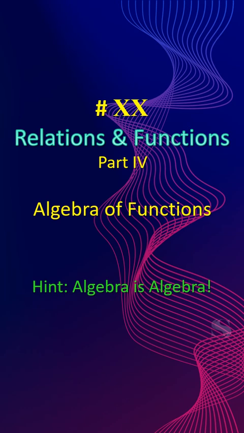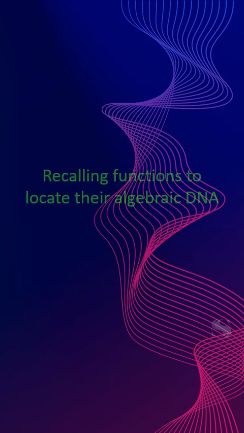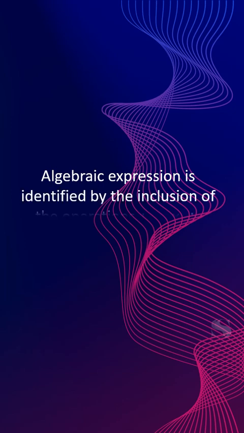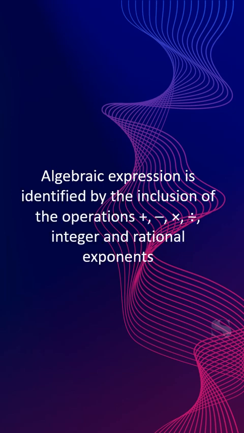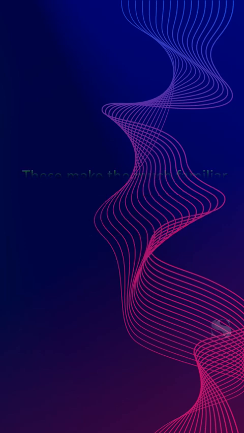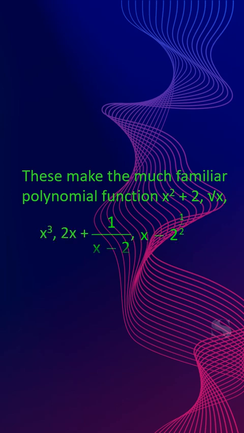Functions, or more simply equations, are the best face of algebra. Expectedly, functions present themselves for most extensive yet simple algebraic manipulations. At the most basic level, an algebraic expression is identified by the inclusion of the four operations and/or rational exponents. Yes, these are the much familiar polynomial functions such as x squared plus 2 square root x, x cubed minus 2x plus 1 divided by x minus 2, x minus 2 to the power half, and so on.